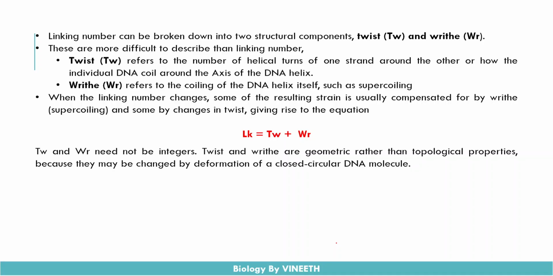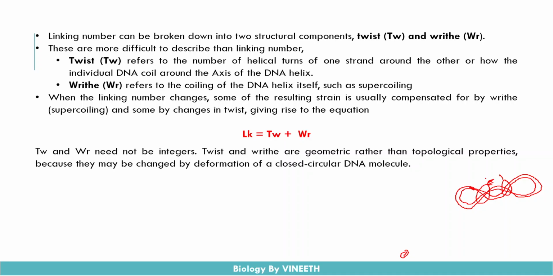Writhe is the more confusing property of the linking number. It refers to the coiling of the DNA helix itself. We have seen superhelical coils in normal DNA, whenever double stranded DNA undergoes superhelical turns, like this. These are called superhelical coils, or superhelical links, and they represent the writhe. So writhe refers to the coiling of the DNA helix itself, such as supercoiling.